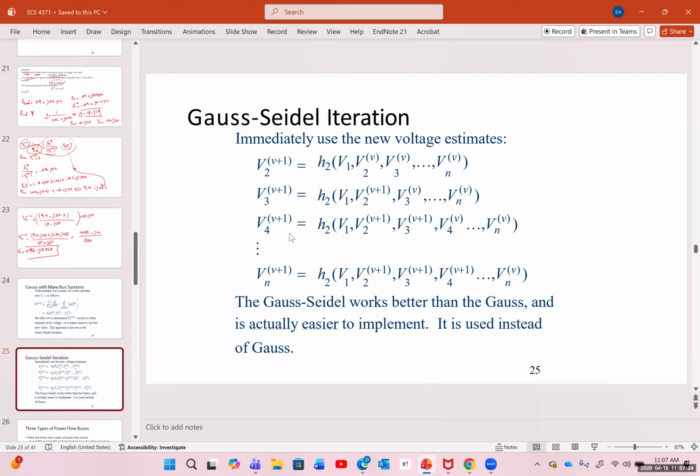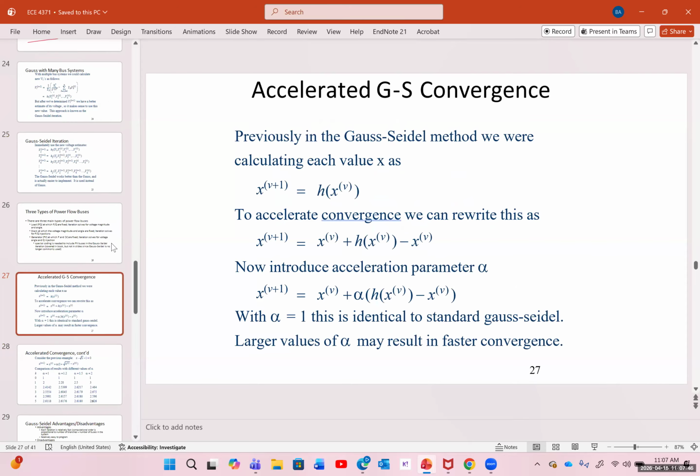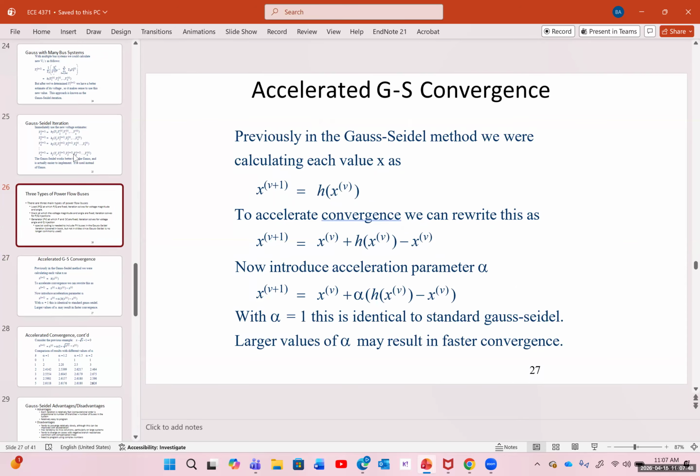The Gauss-Seidel method, and I will solve some problems, works better than Gauss. It's easier to implement, but it has some drawbacks, and I will mention them. Because it's easier to implement and it's actually a little faster, we replace the Gauss method with Gauss-Seidel, and this is the method that we actually use.